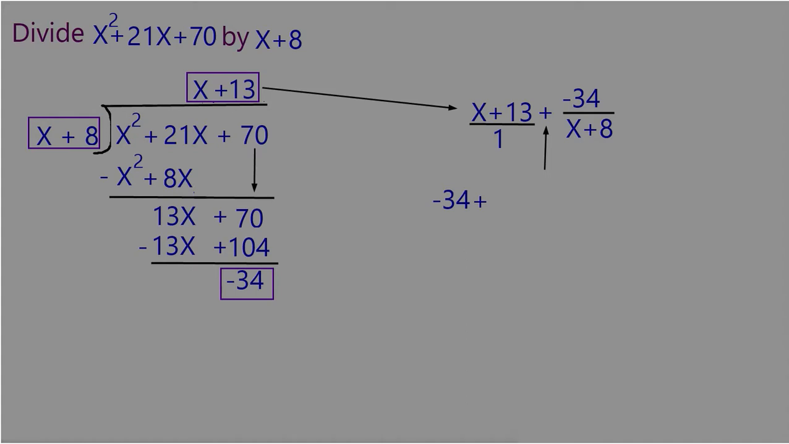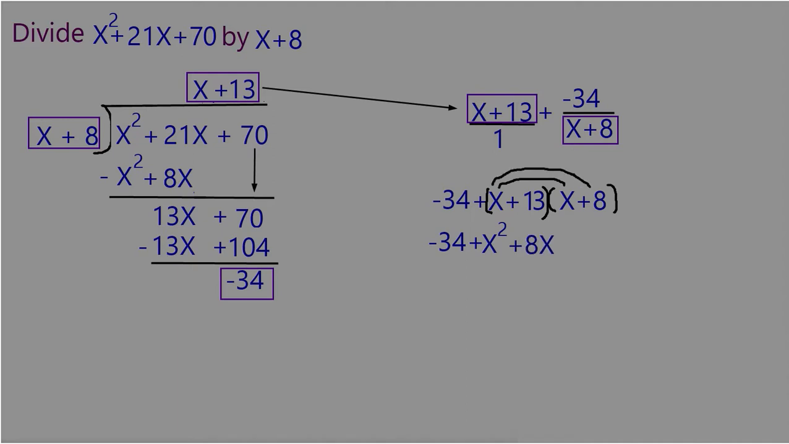We now multiply x plus 13 by x plus 8. We use the distributive law to work out the brackets. x times x gives x squared. x times 8 gives 8x. Because both terms are positive, we place a plus sign before 8x. 13 times x gives 13x. 13 times 8 gives 104.